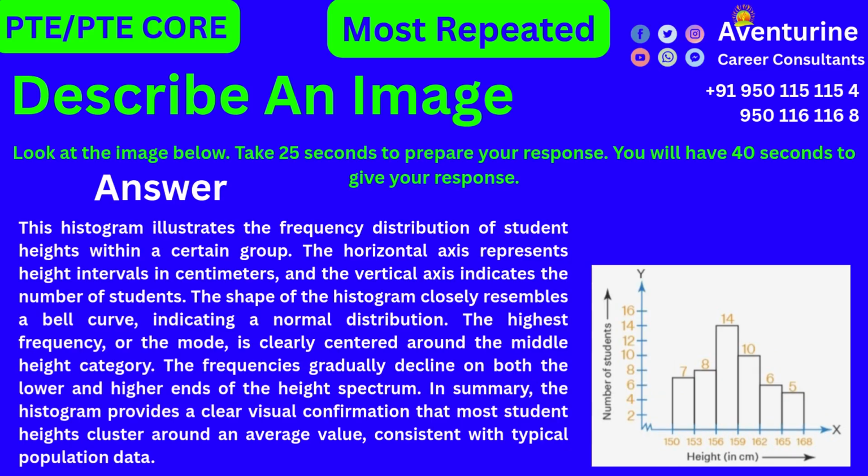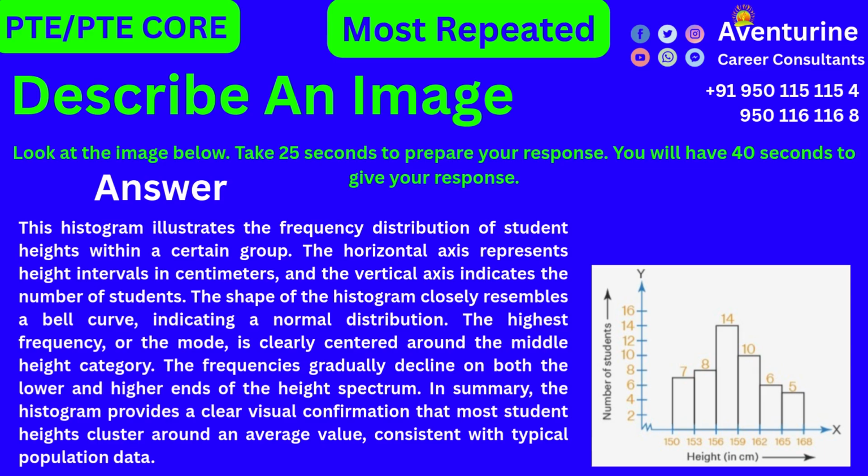This histogram illustrates the frequency distribution of student heights within a certain group. The horizontal axis represents height intervals in centimeters, and the vertical axis indicates the number of students. The shape of the histogram closely resembles a bell curve, indicating a normal distribution.